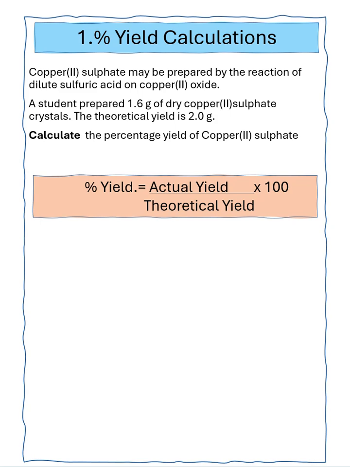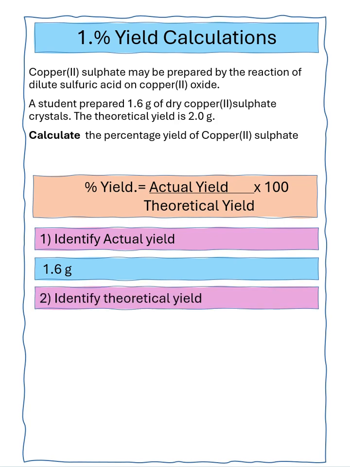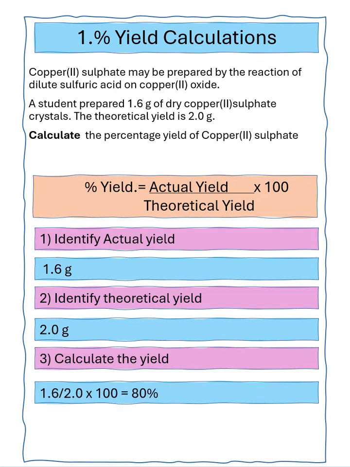So we're going to use the equation percentage yield equals actual yield divided by theoretical yield, and then we times it by 100 to turn it into a percentage. The first thing we've got to do is identify the actual yield. So the actual yield in this question is 1.6 grams of copper sulfate. We then got to identify the theoretical yield. So from the information, theoretical yield is 2.0 grams. We then calculate the yield. So 1.6 divided by 2, which is the theoretical yield, times by 100 is 80%.